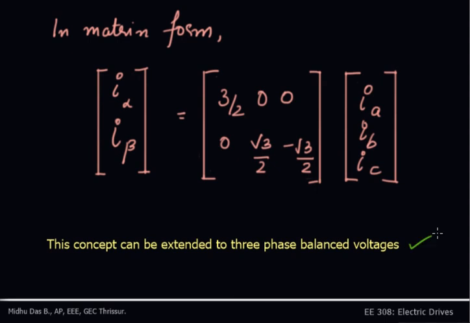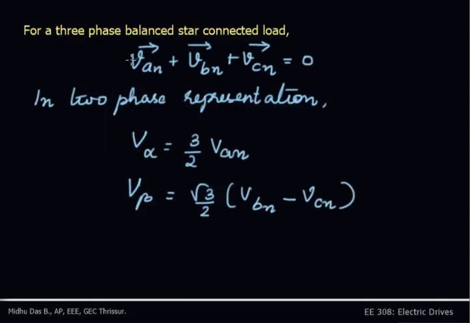That is a mathematical operation we are going to do to convert the three-phase voltage signals into two-phase domain. In two-phase domain, we have two axes, that is one in the alpha direction and the other in the beta direction. So here for a three-phase balanced star-connected load, we can say that VAN plus VBN plus VCN equal to 0. N is a neutral. In two-phase representation, it will be V alpha is equal to 3 by 2 VAN and V beta equal to root 3 by 2 VBN minus VCN.